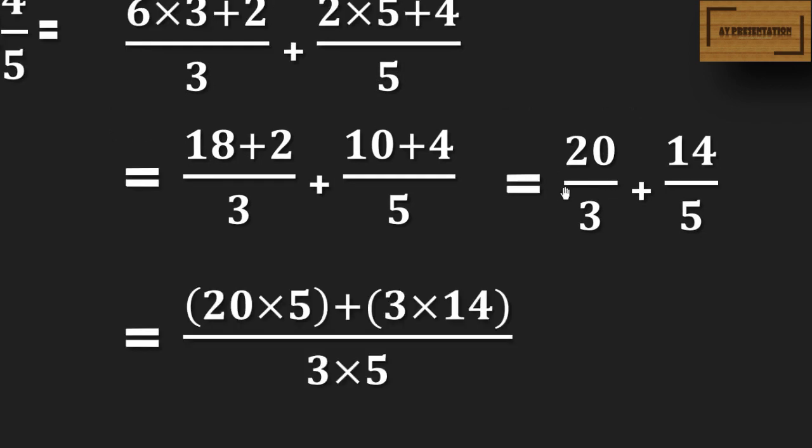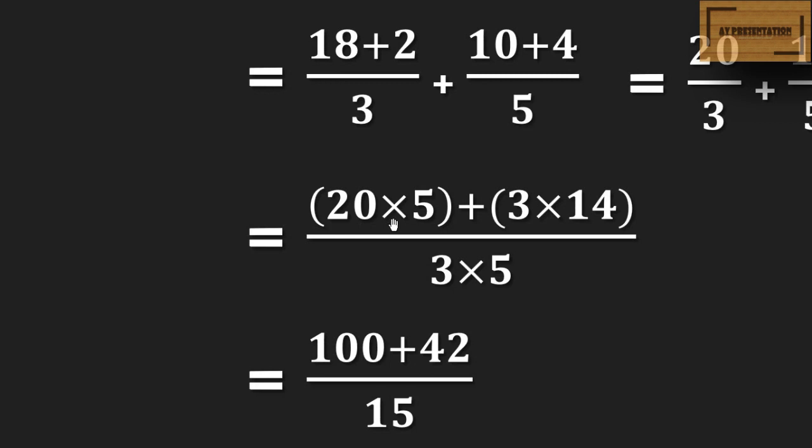Okay, look here. That is the improper fraction: 20 upon 3 plus 14 upon 5. In the numerator place, we write 20 multiplied by 5 plus 3 multiplied by 14. Means first fraction numerator multiplied by second fraction denominator plus first fraction denominator multiplied by second fraction numerator, and denominator multiplied by denominator, which is 3 multiplied by 5.